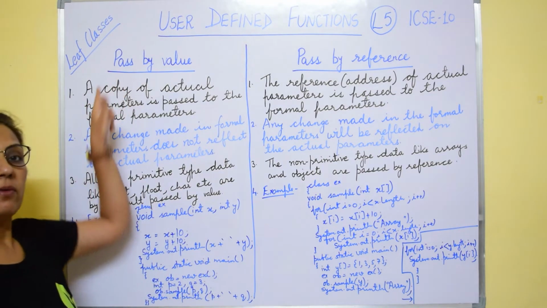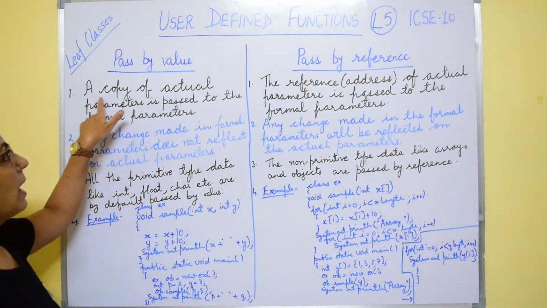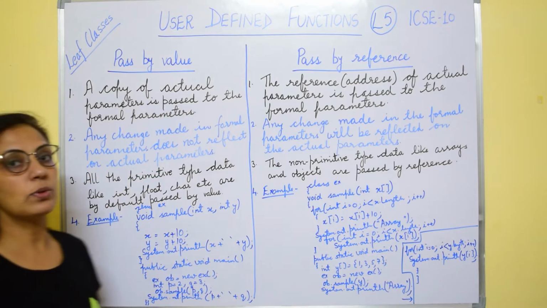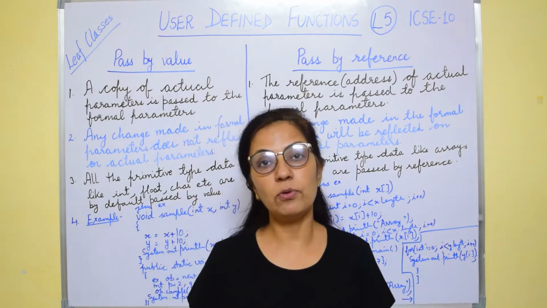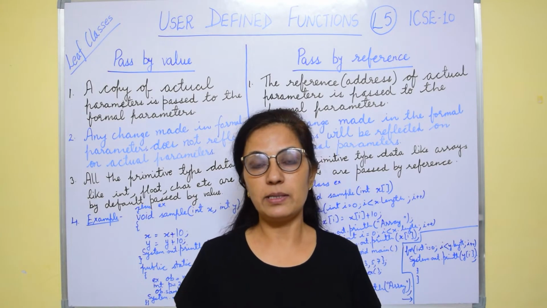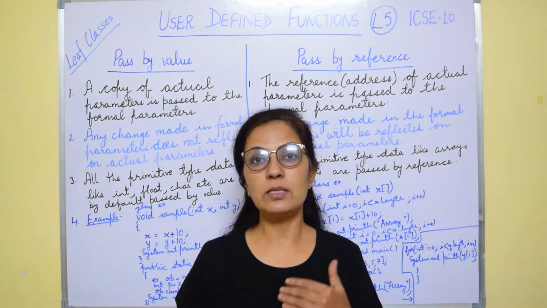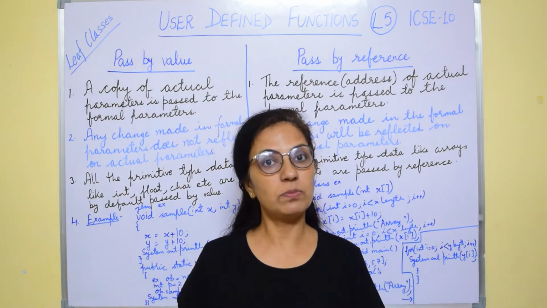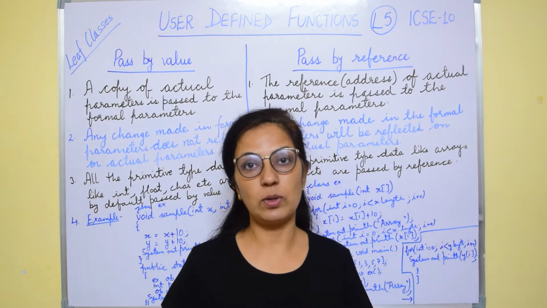For pass by value or call by value, the first point is a copy of actual parameters is passed to the formal parameters. Children, I suppose all of you know what is actual parameter and what is formal parameters. You can go to the playlist to check all these videos. My advice is to watch those previous videos before watching this video. Then it will be very clear to each one of you.